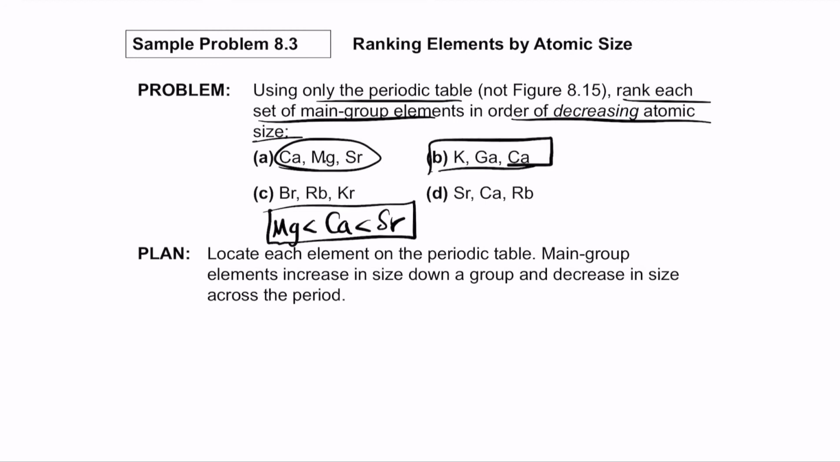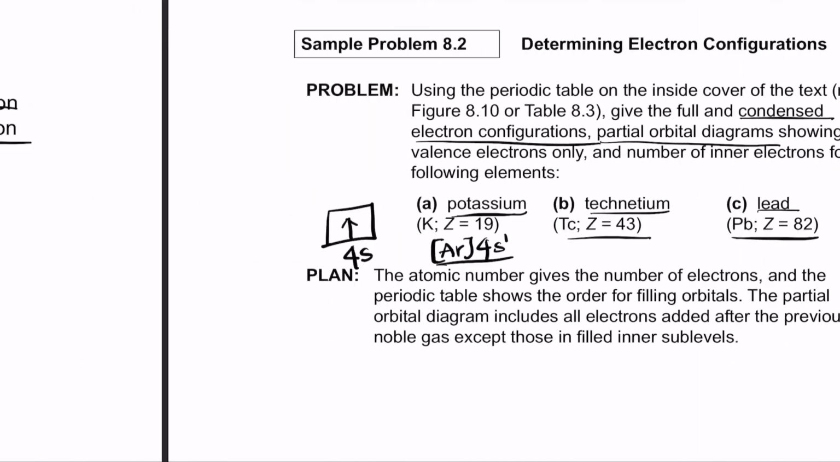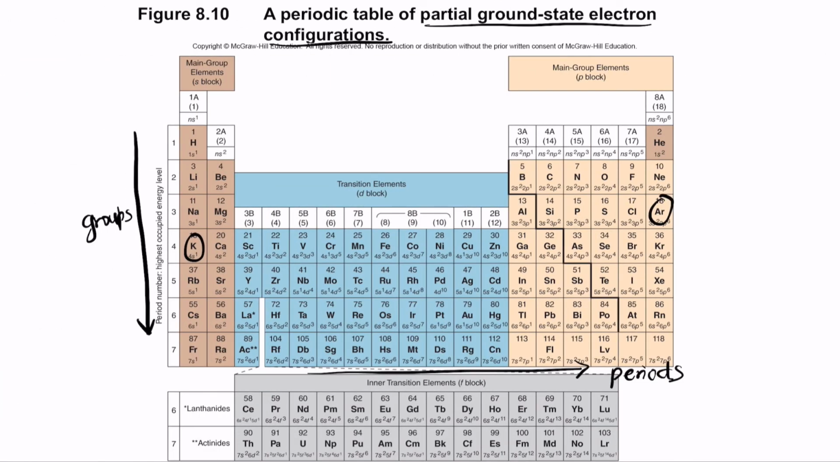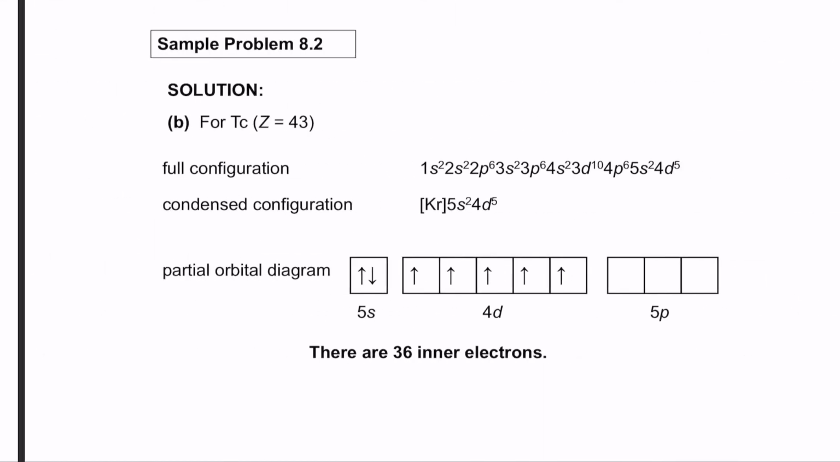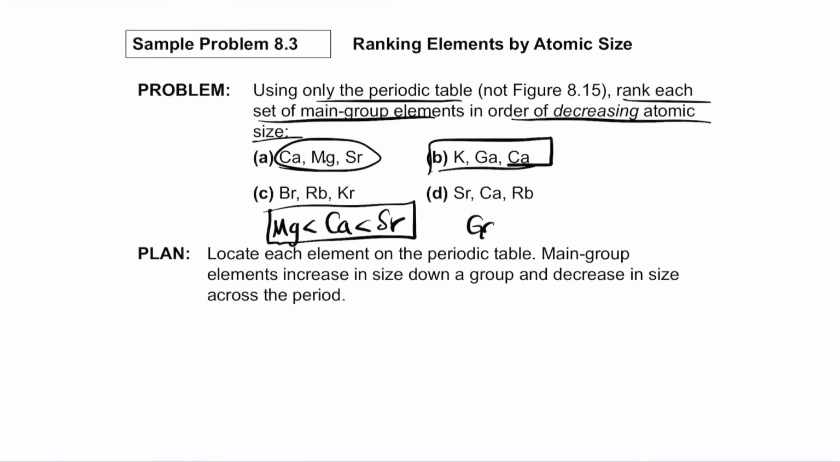Next you have potassium, gallium and calcium. Now we notice that across the period the atomic size actually decreases. The smallest one is going to be gallium, the second smallest is calcium, and then potassium. So gallium is the smallest one, then comes calcium, then comes potassium.